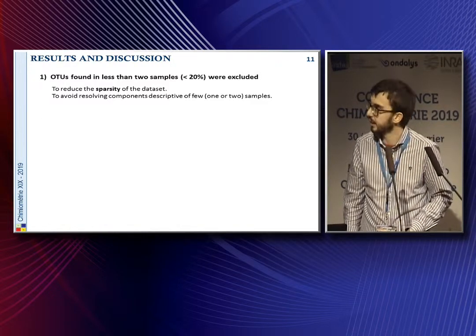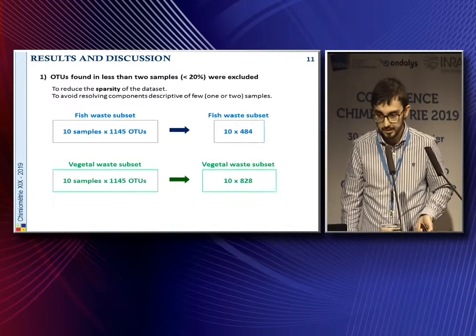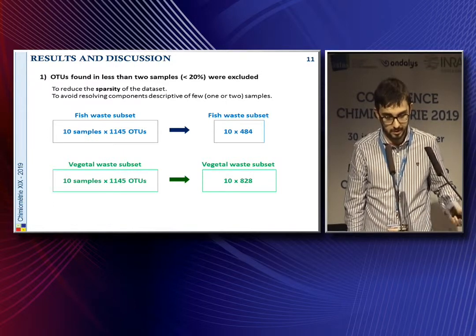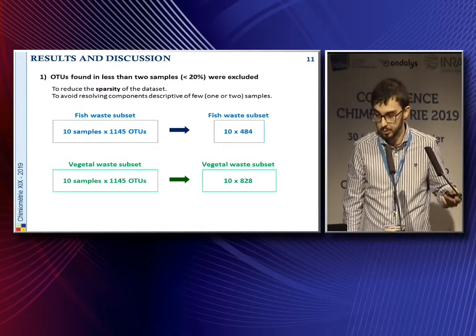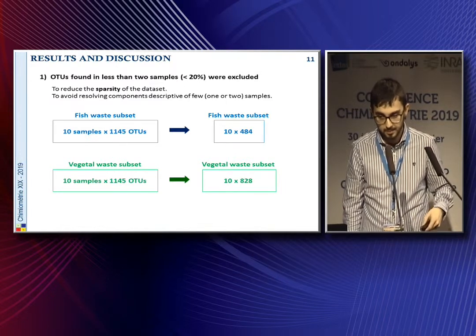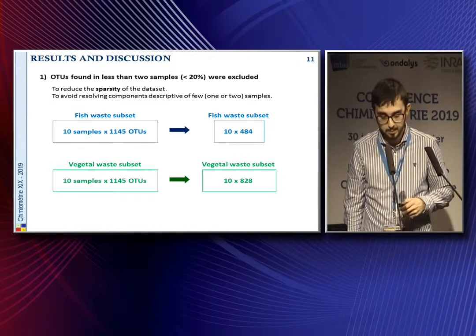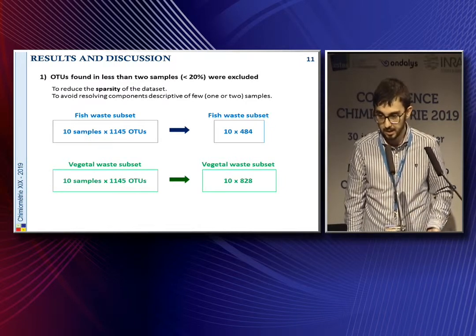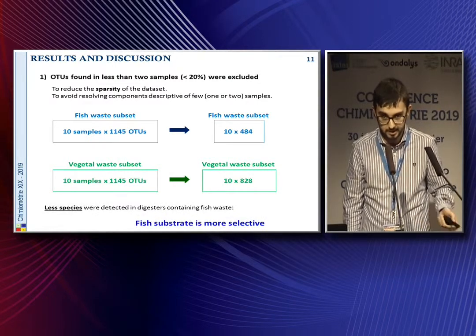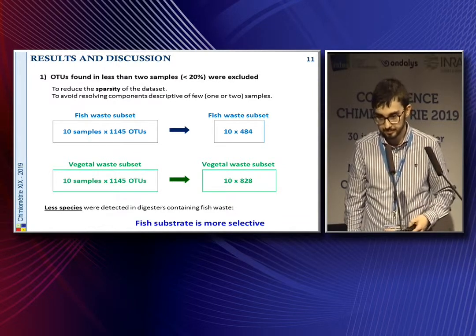So if we look at this further step, we performed this variable filtering, and we observed that after performing this filtering, we kept a different number of variables for each one of these two subsets. For the fish waste subset, we kept only 484 variables, while for the second subset, the number of kept variables was almost 2 times higher. Because of that, we can conclude that the fish substrate is a less friendly substrate for these microbia, and because of that, these microbia cannot grow on it.